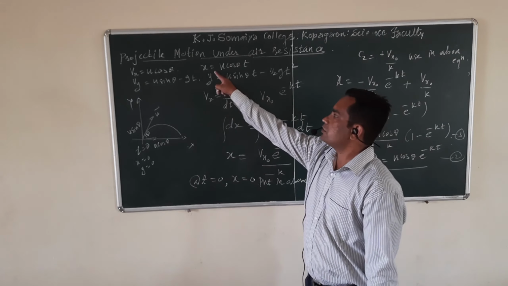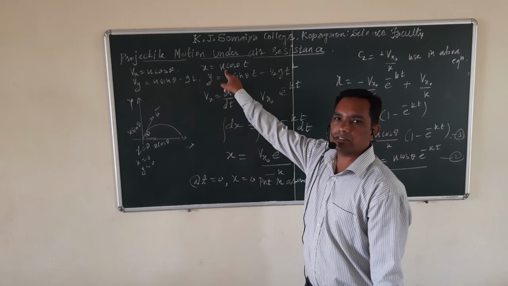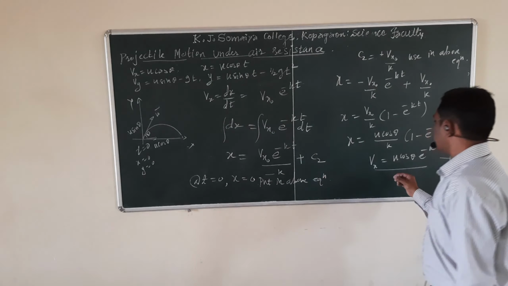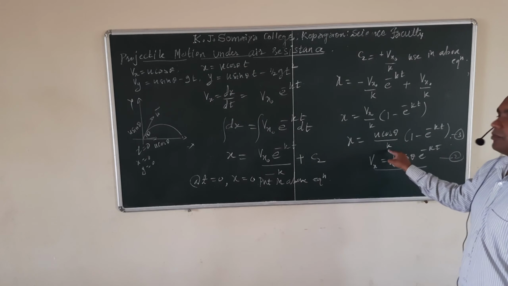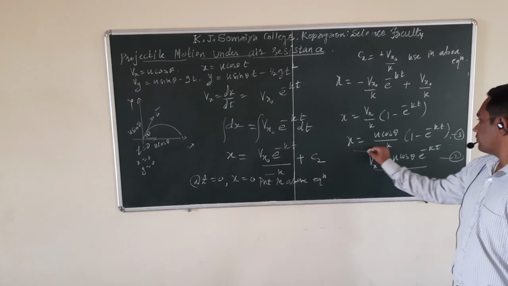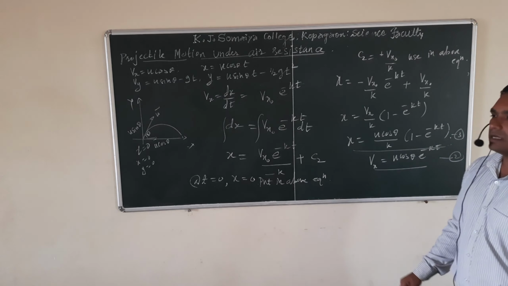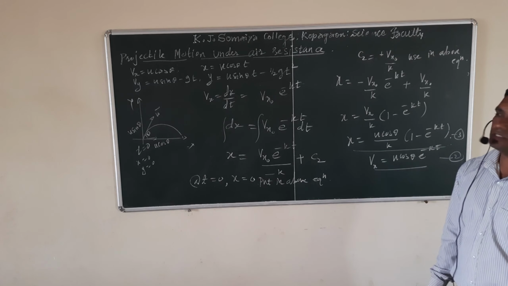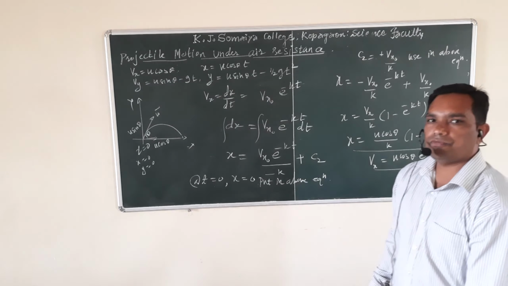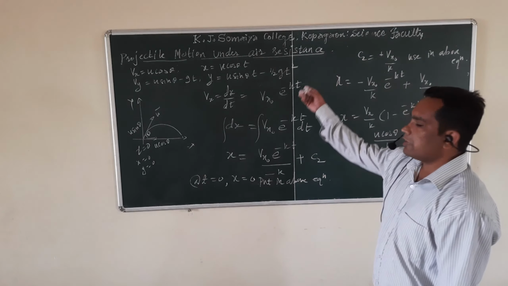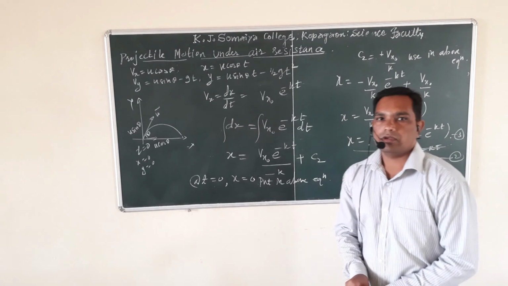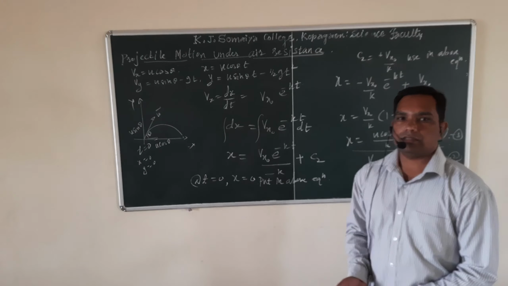In absence of air resistance, the equation is quite straightforward: x is equal to u cos theta times t. And here, x is equal to u cos theta upon k times 1 minus e raised to minus kt. So these are the equations for the horizontal direction. In our next lecture, we will see the same equations for the vertical direction. So with this I stop my lecture.